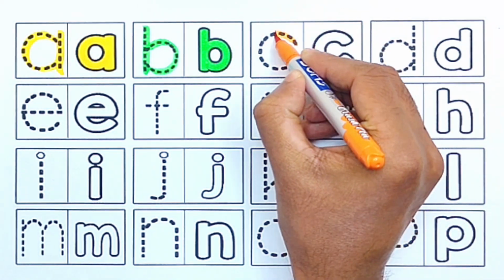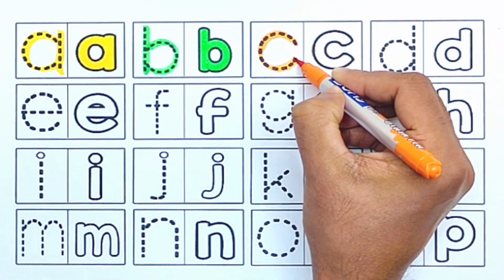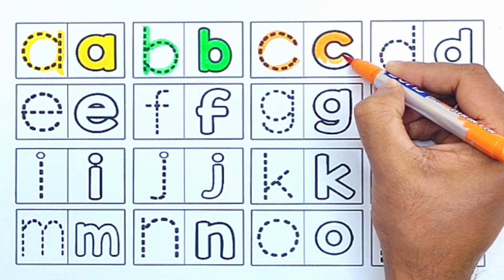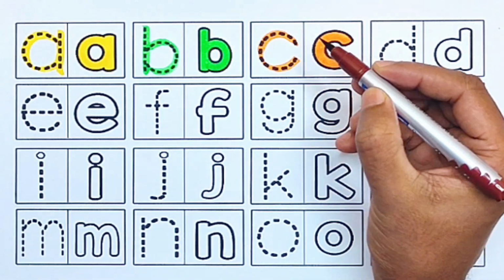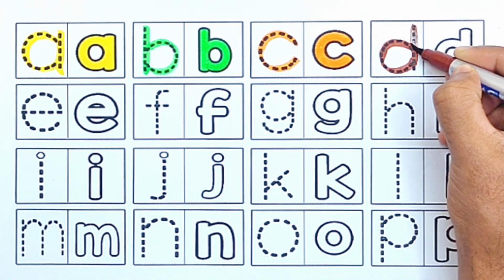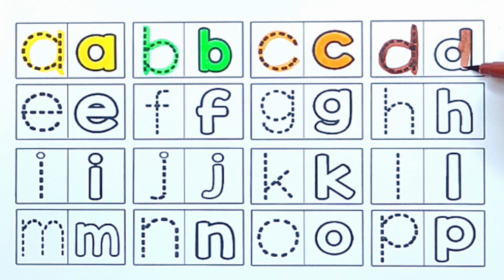Orange color. C for cat. C for carrot. Brown color. D for dog. D for dress.